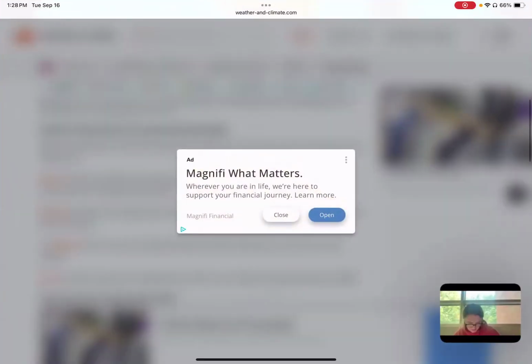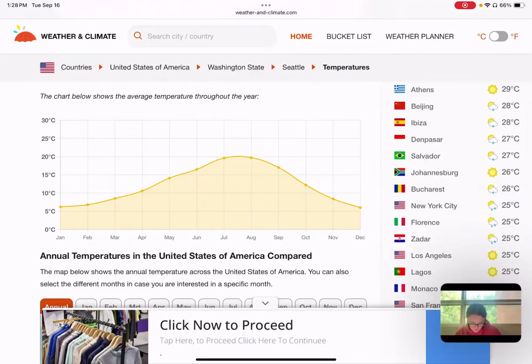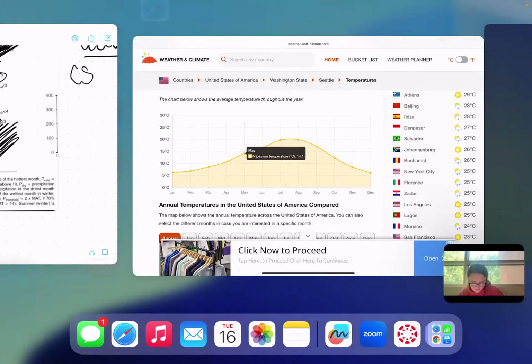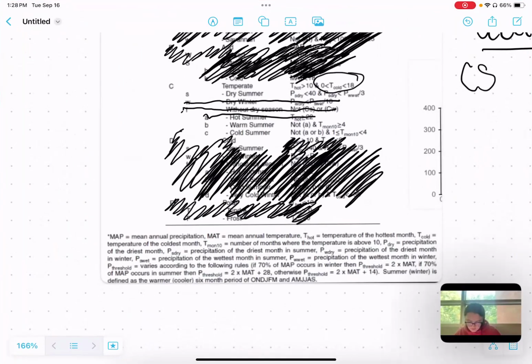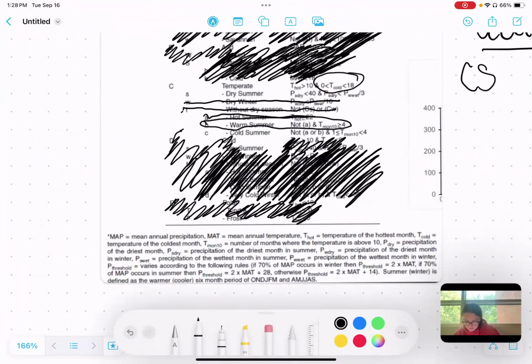Let's see here. Okay, so we know we have July is greater than 10. We know we have August is greater than 10. We have September is greater than 10. And we have October is greater than 10. And we also have over here, which is April, May, and June. But to summarize, we have more than 4 months greater than 10. So that tells us that it must be B. It's a warm summer. And it's not a cold summer.